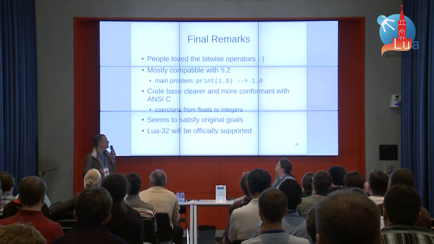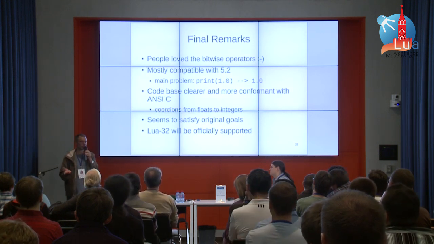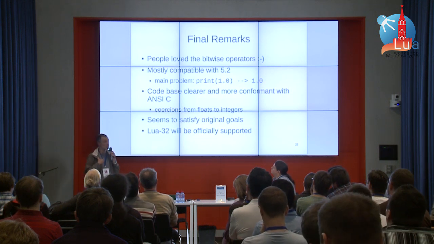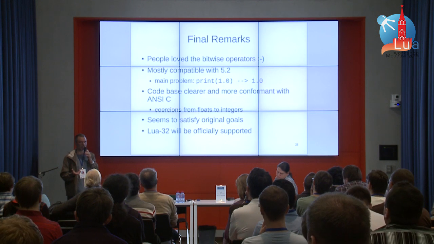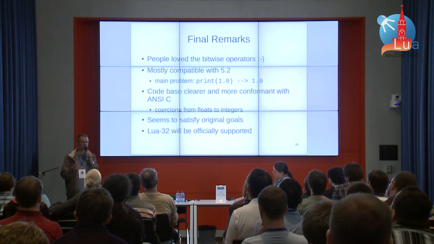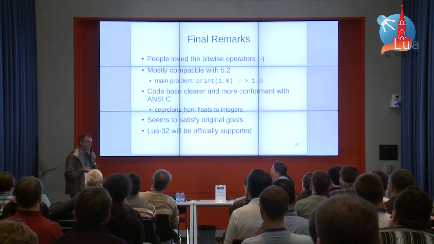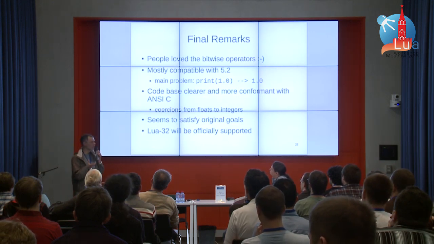The code base now is clearer and more conformant with ANSI C, mainly because we don't have tricks to convert between integers and floats. As I said, integers were already present in Lua, but it's a kind of second class citizen. And so in a lot of places, Lua had to convert between integers and floats, and that conversion can be very expensive. And so Lua used all kinds of tricks, depending on the architecture, to try to speed up that conversion. And some of those tricks are not ANSI. Even the standard conversion is not completely ANSI, because it didn't check for overflows, for instance. And the rules were not very well specified, what happens in overflows, how it rounds the numbers, etc.